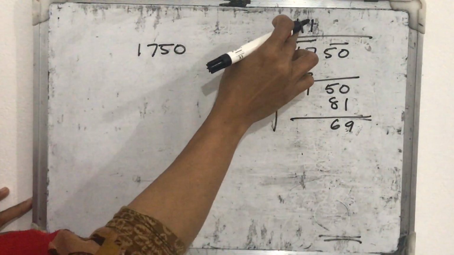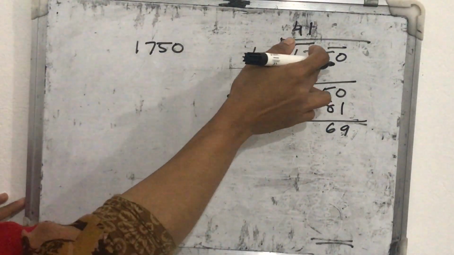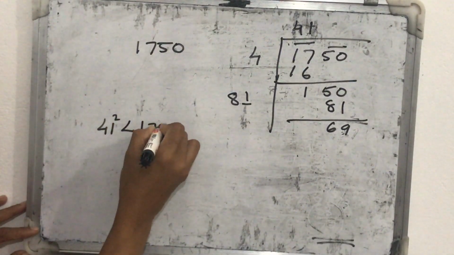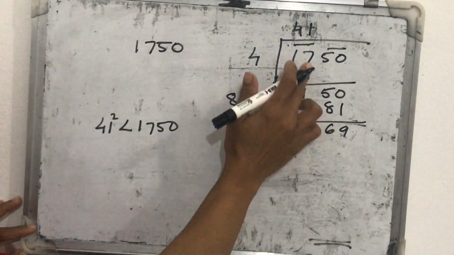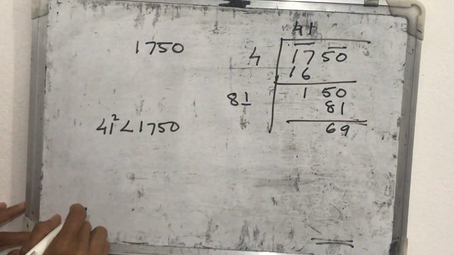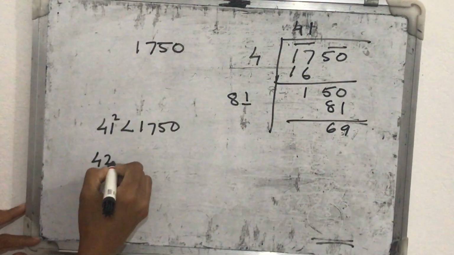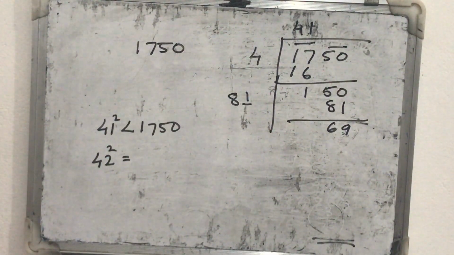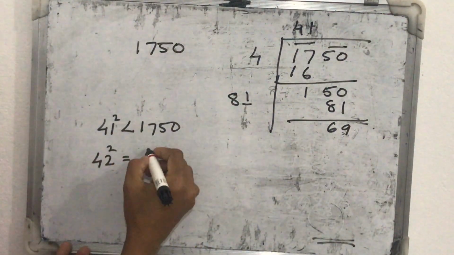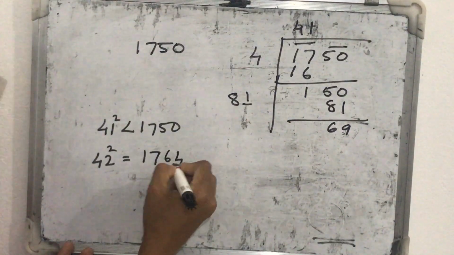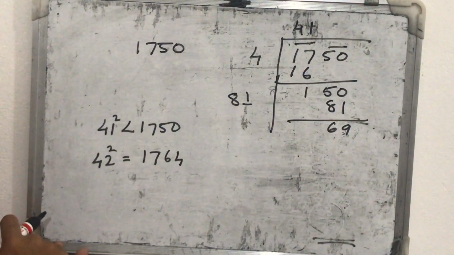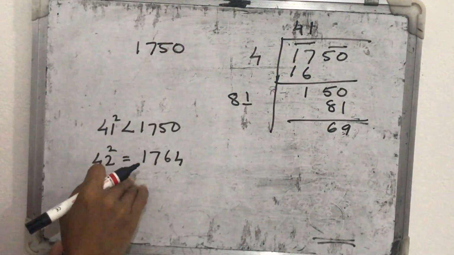41 square should be less than 1750, because when we found the square root we got a remainder. So then take the next number. After 41, the next number is 42. Then find out what 42 square will be. 42 square we get 1764.